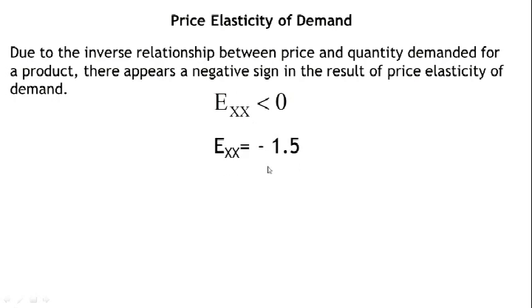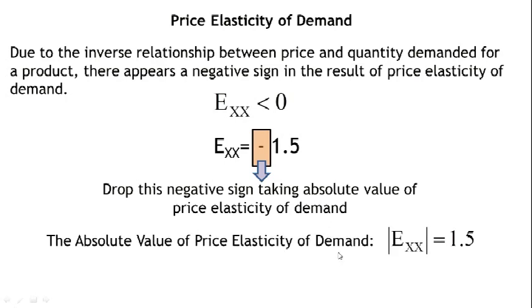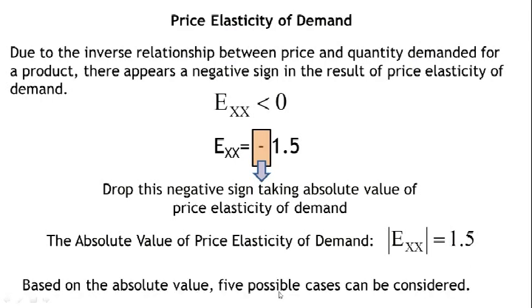Avoiding the negative sign and considering the absolute value of price elasticity of demand, we can have a clear picture regarding the responsiveness of quantity demanded for a commodity to its price. For our example, the absolute value of price elasticity of demand is 1.5. Based on this absolute value, 5 possible cases can be considered.